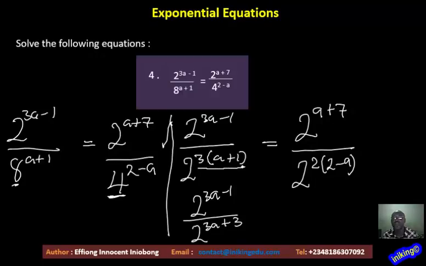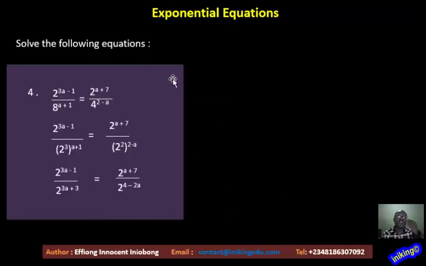Talking about this expression here, if you open that bracket, we'll have 2 raised to power a plus 7, and the denominator on the right hand side will therefore be, opening this bracket here, 2 raised to power 4 minus 2a. So that's where we have arrived. Here we have 2 raised to power 4 minus 2a, and here we have 2 raised to power 3a plus 3. Now what do we do next?